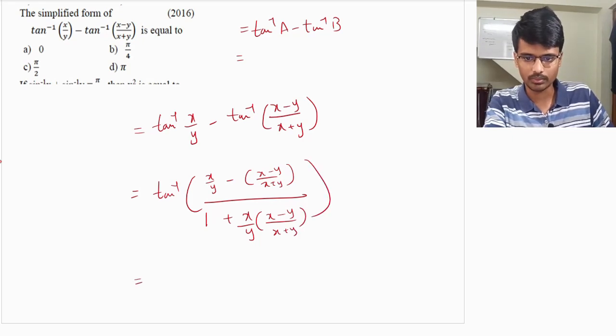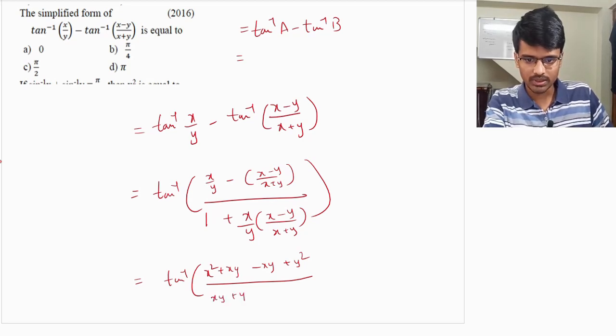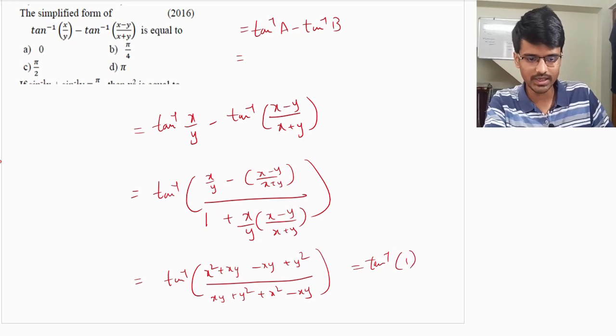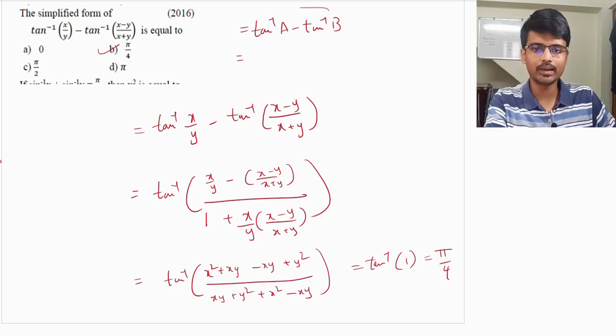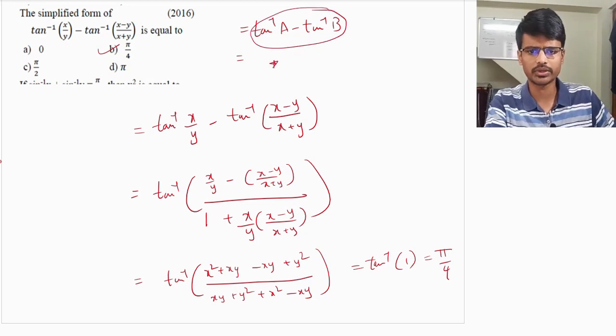So what do I get? Tan inverse of x square plus xy minus xy plus y square. Similarly here, what do I get? xy plus y square plus x square minus xy. So as you can see, I'll get tan inverse of 1. What is tan inverse of 1? It is pi by 4. Simple question. Correct answer is option B. So we directly applied this property. You can expect a question similar to this on applying this property, tan inverse of A plus tan inverse of B, or tan inverse of A minus tan inverse of B.